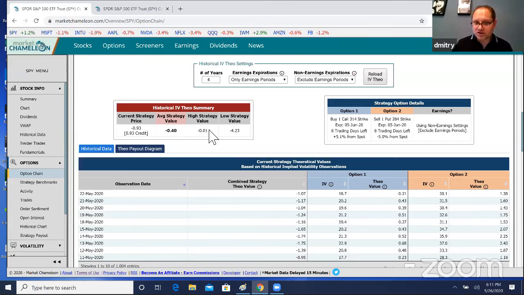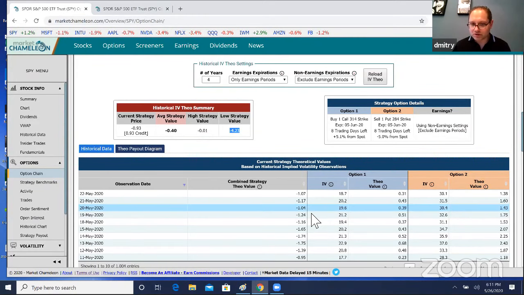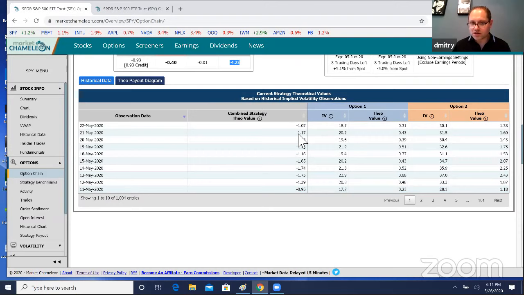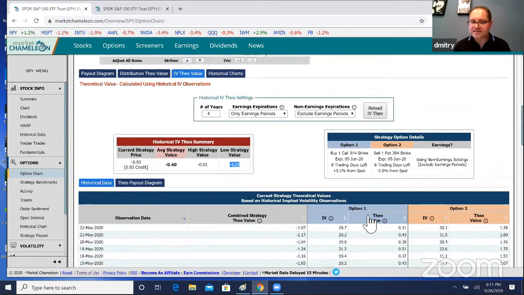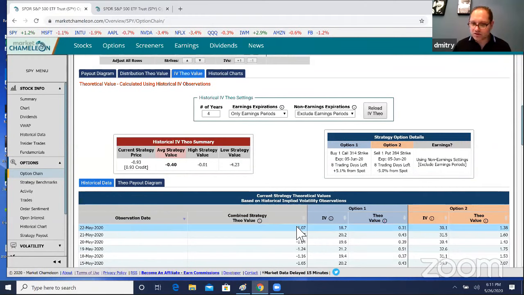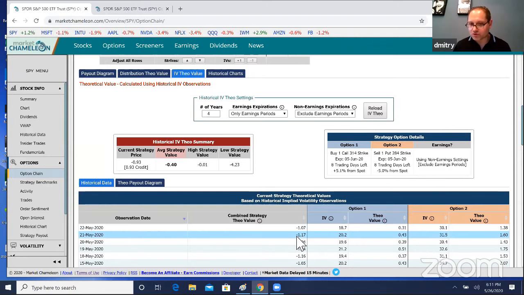levels. And you could see here the high and the low historically, and then you could come here and take a look, day by day, where those implied volatilities were. So that's today's 93. We could see here on Friday, it was negative 107. So it's actually trending a little bit lower.